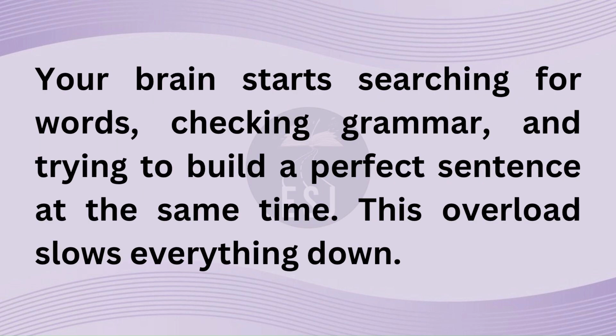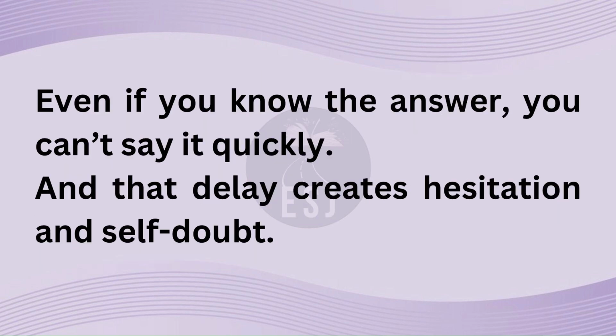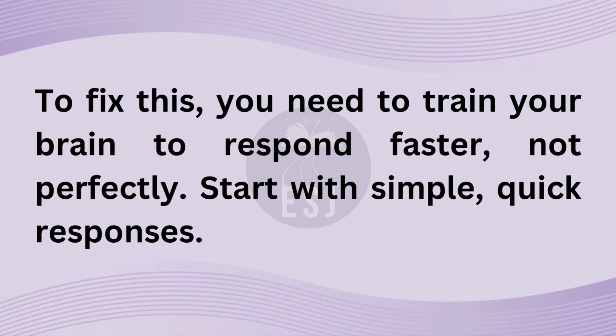Your brain starts searching for words, checking grammar, and trying to build a perfect sentence at the same time. This overload slows everything down. Even if you know the answer, you can't say it quickly. And that delay creates hesitation and self-doubt. To fix this, you need to train your brain to respond faster, not perfectly.